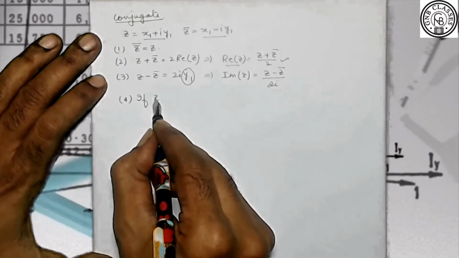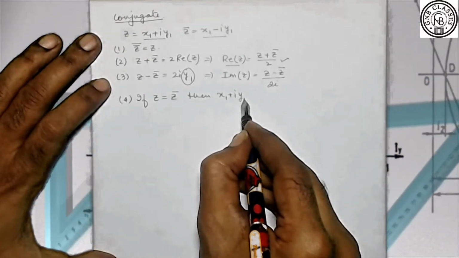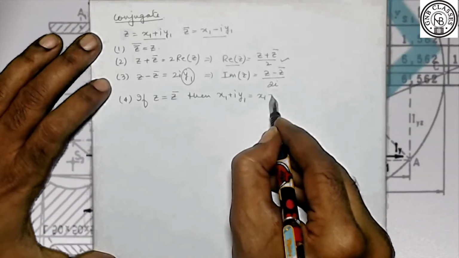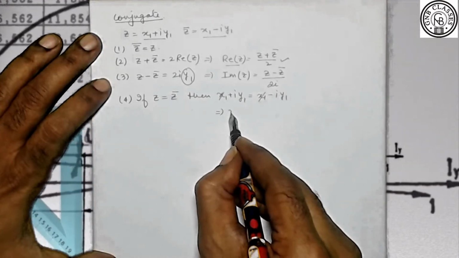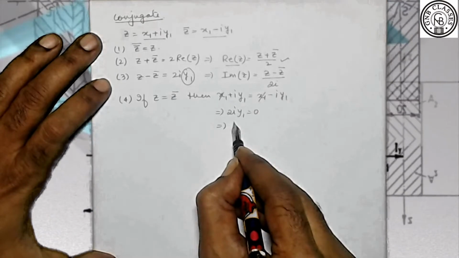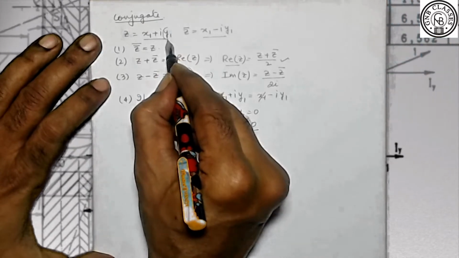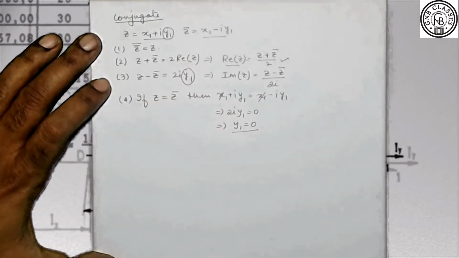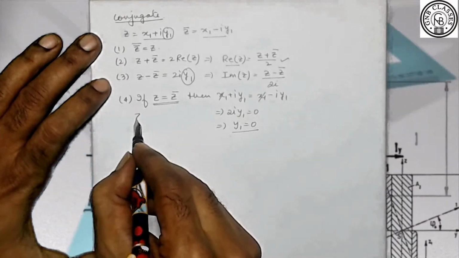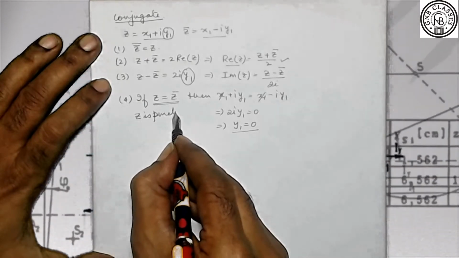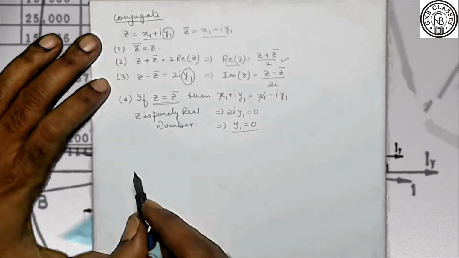If z is equal to z bar, then we can write x1 plus iota y1 is equal to x1 minus iota y1. Now look carefully. In this case, your x1 goes off. So 2 iota y1 is 0. That implies y1 is 0. What does it mean? That for a complex number, your y1 is coming to 0. That means it is a purely real number. Is it clear? So when z is equal to z bar, we will say z is a purely real number. Yes? Okay.